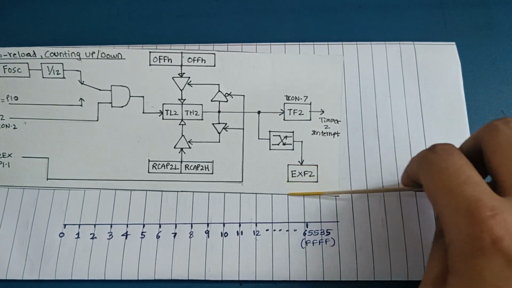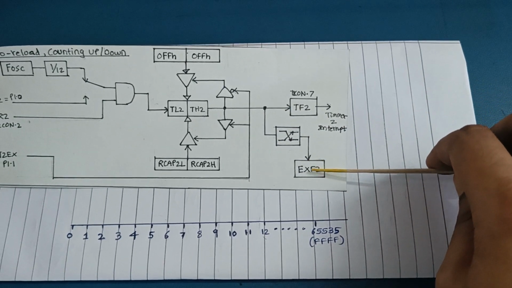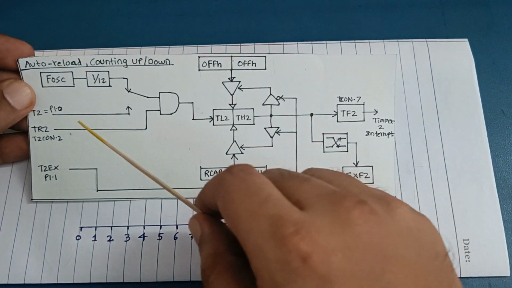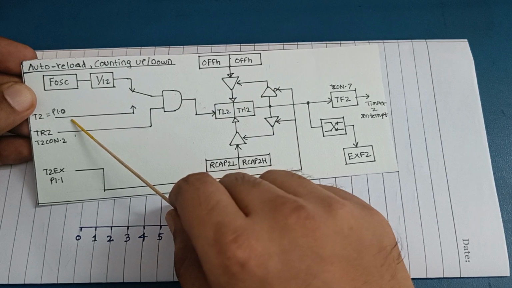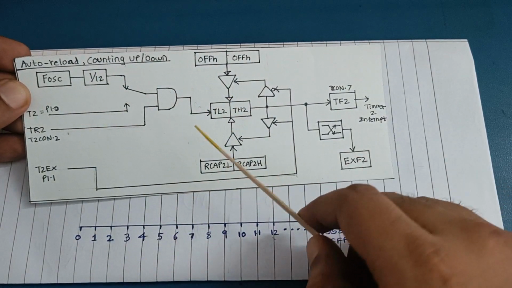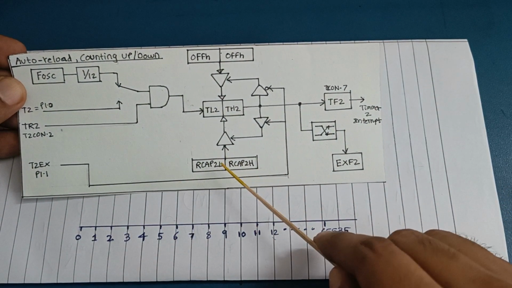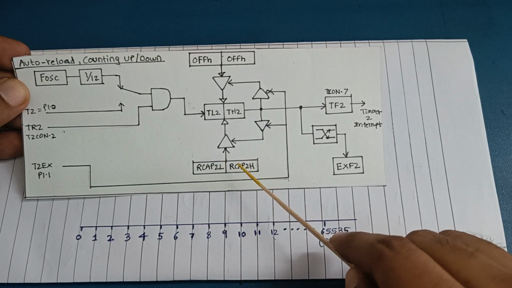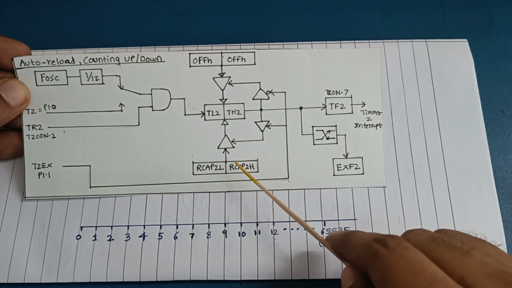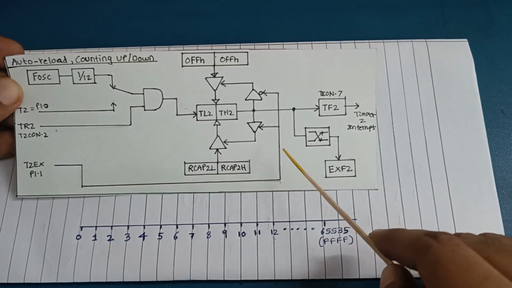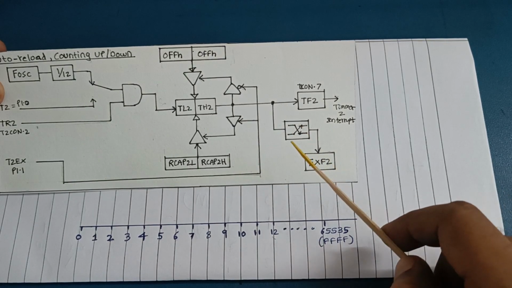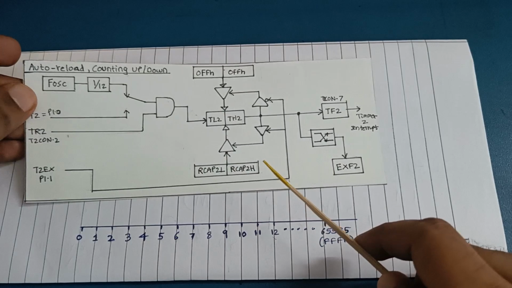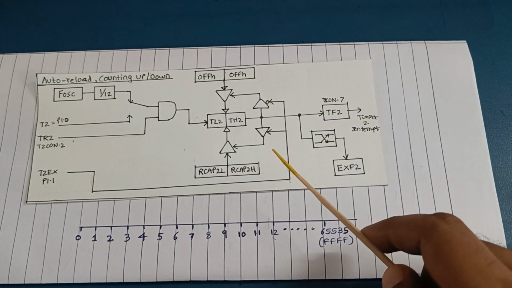it will toggle the EXF2 flag. If we toggle a pin on this flag EXF2, it will act as a frequency divider. Whatever square wave frequency we give on the T2 pin will be divided by N. The value to be loaded in RCAP2L and RCAP2H will be 65536 minus N, converted into hex. That will give you a divide by N frequency at the output of the port pin, which is toggling on this flag. So that is one of the applications.